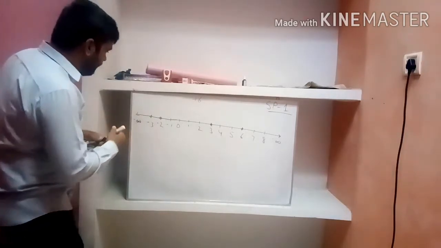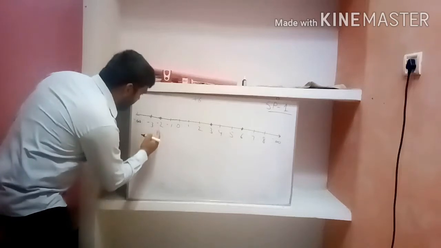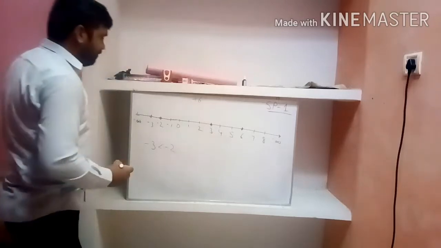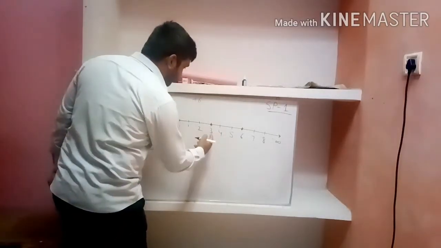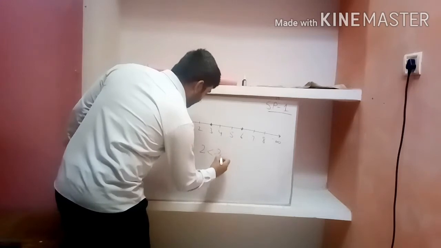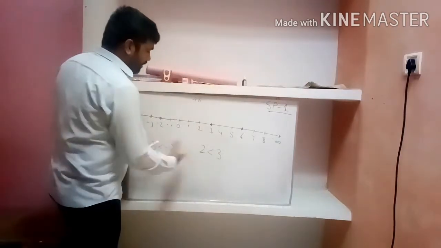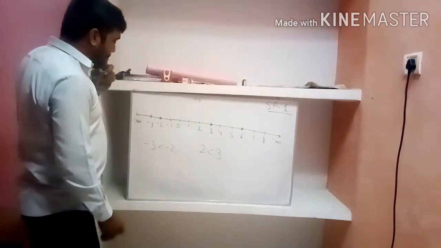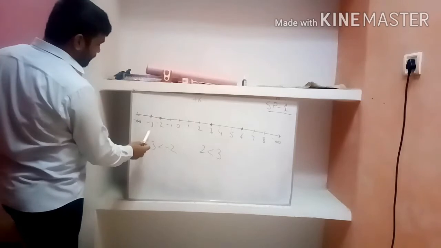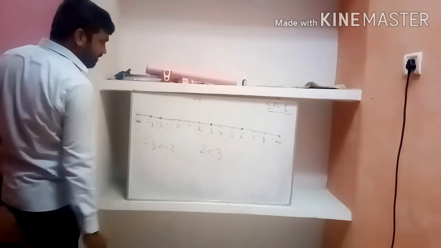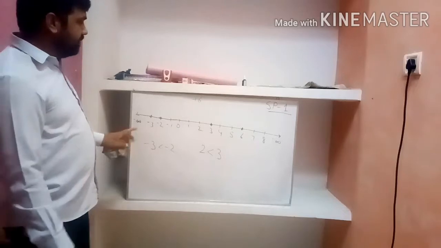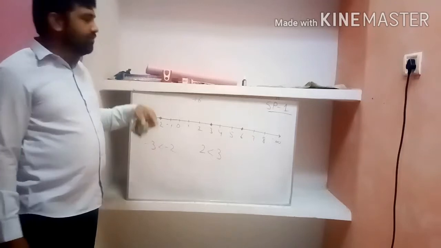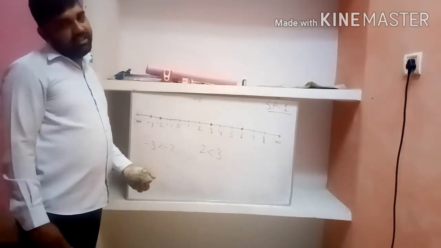So here we can easily compare that minus 3 is to the left of minus 2, so minus 3 is less than minus 2. Here you see 2 is to the left of 3, so 2 is less than 3. In these two numbers, which is on the left? 2 is on the left of 3, so 2 is less than 3. Here, which is on the left? Minus 3 is on the left of minus 2, so minus 3 is less than minus 2. If you take two numbers on the number line, the one on the left will be the lesser, and the one on the right will be the greater.